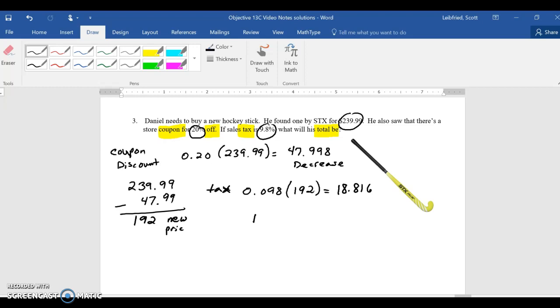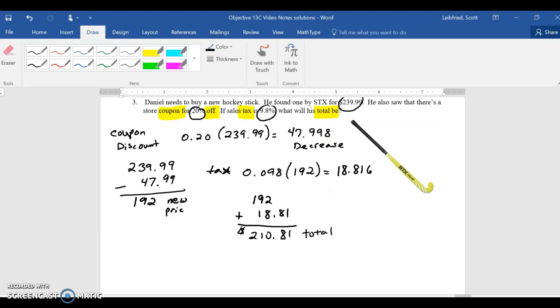So we're going to take 192. We're going to add 18.81. And we get 210.81. So 210.81 is your total.